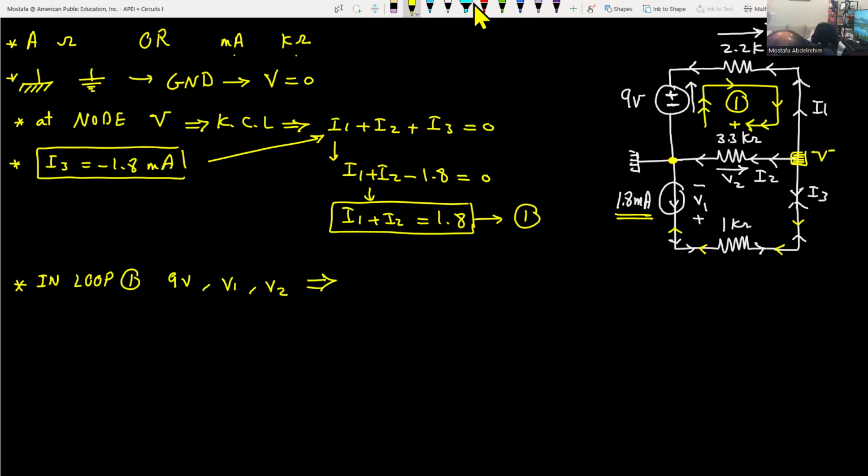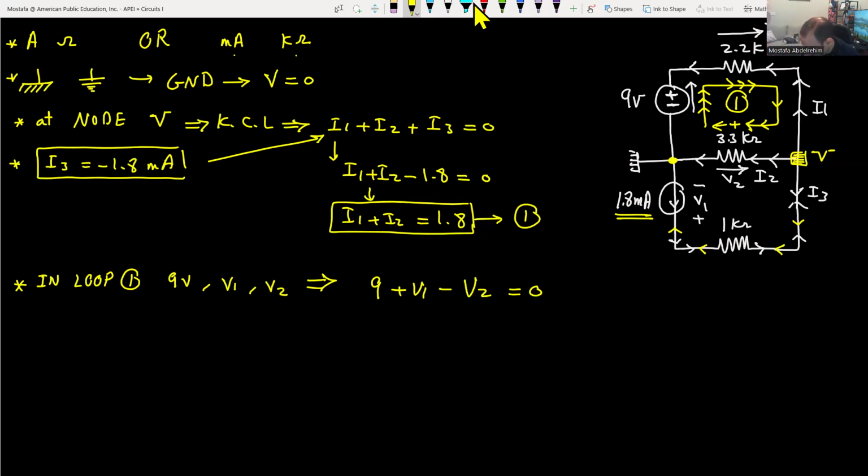So based on that, let's check. So the 9 volt has the same direction as our positive direction. So this will be positive. Then V1 also in the same direction, so plus V1. Now let's come to V2. V2 is opposite. So V2 is going in this way from left to right. Our positive direction, the clockwise direction, is going from right to left. So minus V2 is equal to 0.